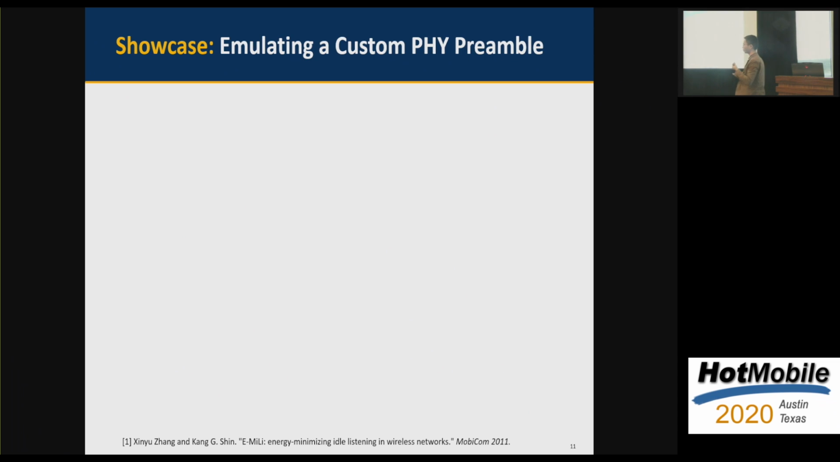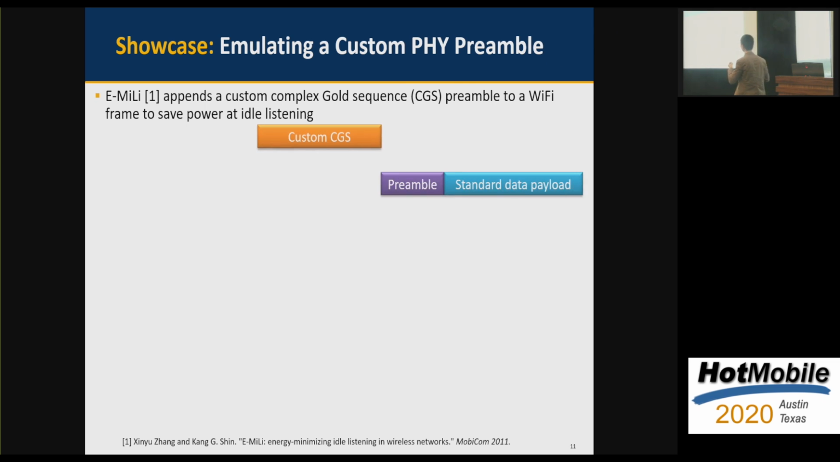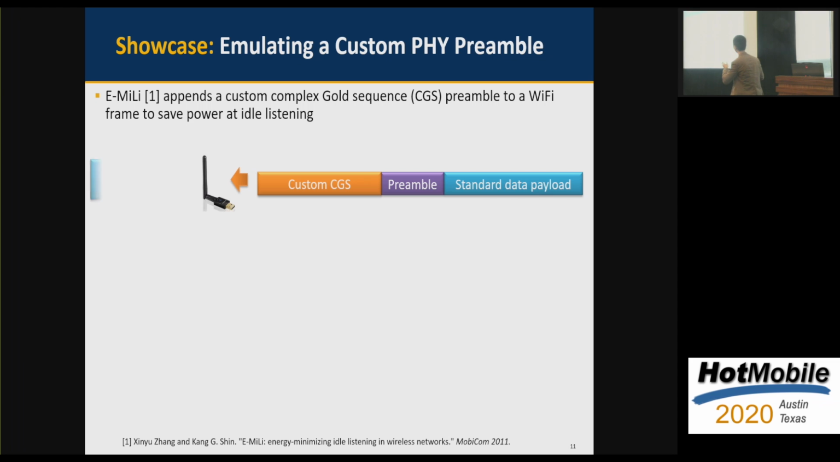And then we need to pick a showcase to examine how exactly StarLego performs when we try to emulate a new custom physical layer operation. So we picked Emily. This is a paper from 2011 which won the Best Paper Award at MobiCom. What Emily does is append a custom CGS before the preamble of a standard Wi-Fi frame, to allow the RX to save power when idle listening.